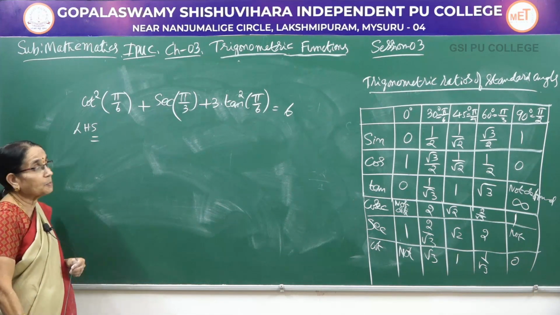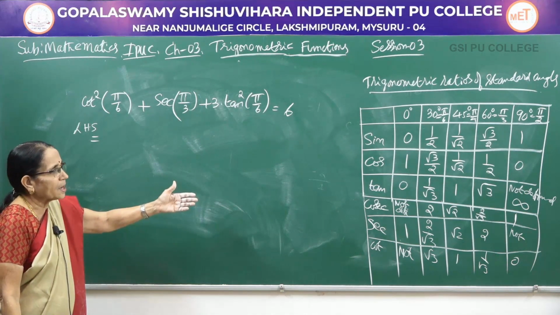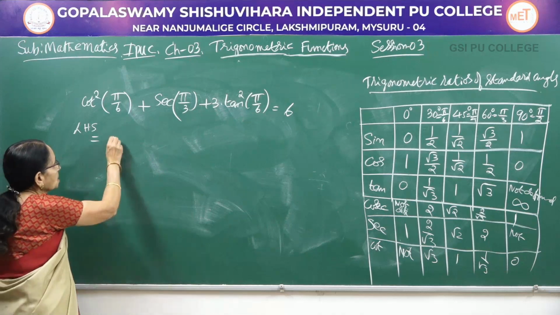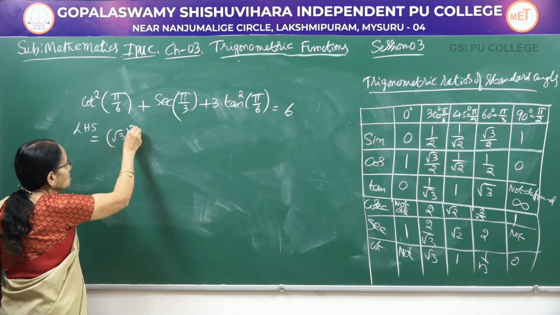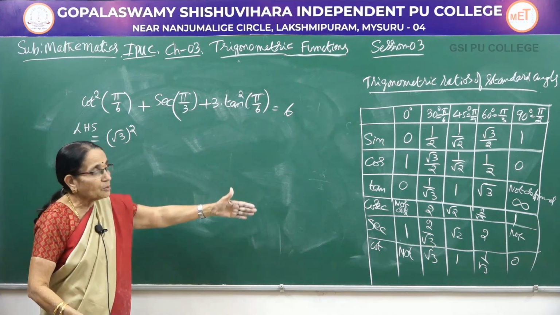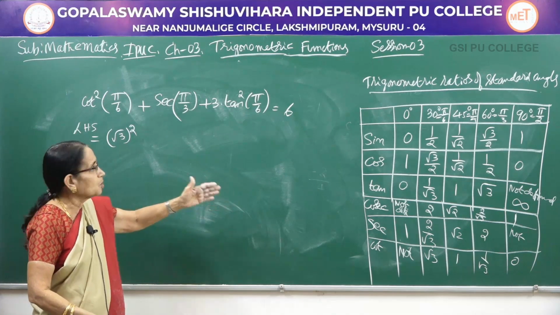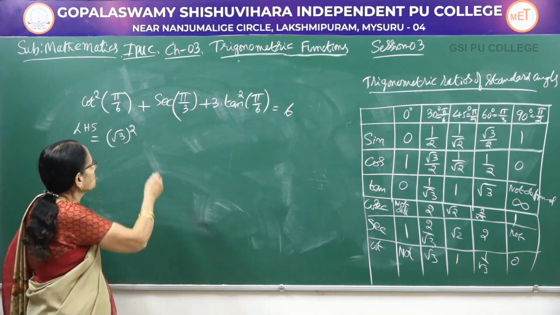See, cot pi by 6 means cot 30. Cot 30 is the reciprocal of tan 30, so it is root 3, root 3 the whole square. We usually write only the first value, because if you write all of them, it may be a little bit confusing. So when the tan value is known, for cot you can take the reciprocal.